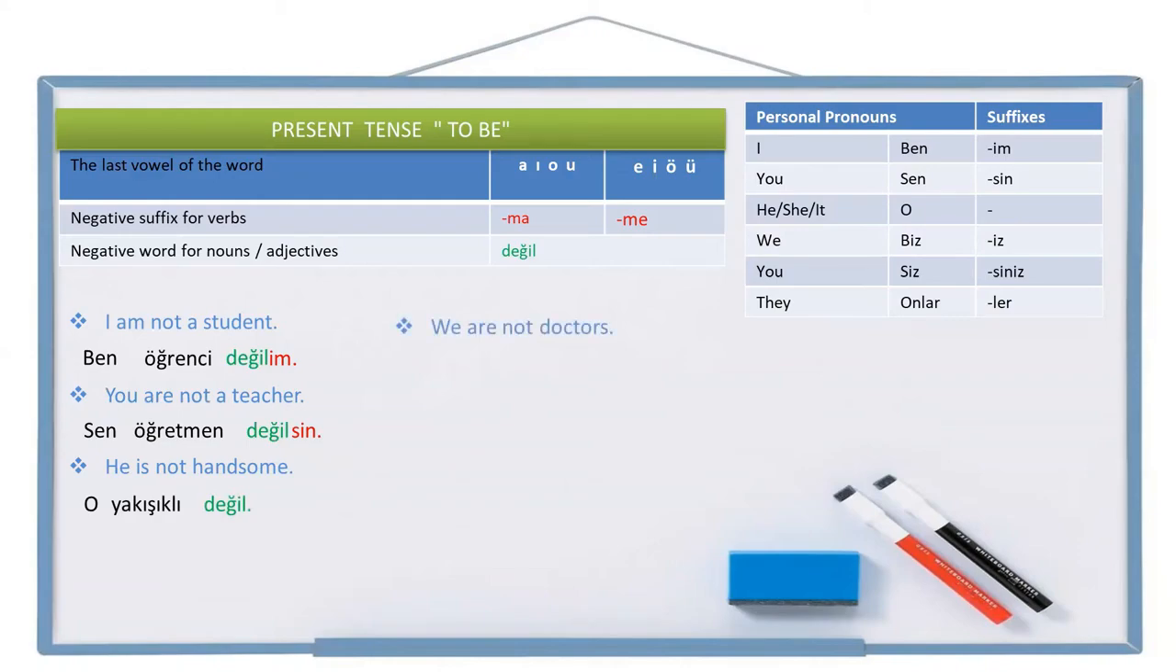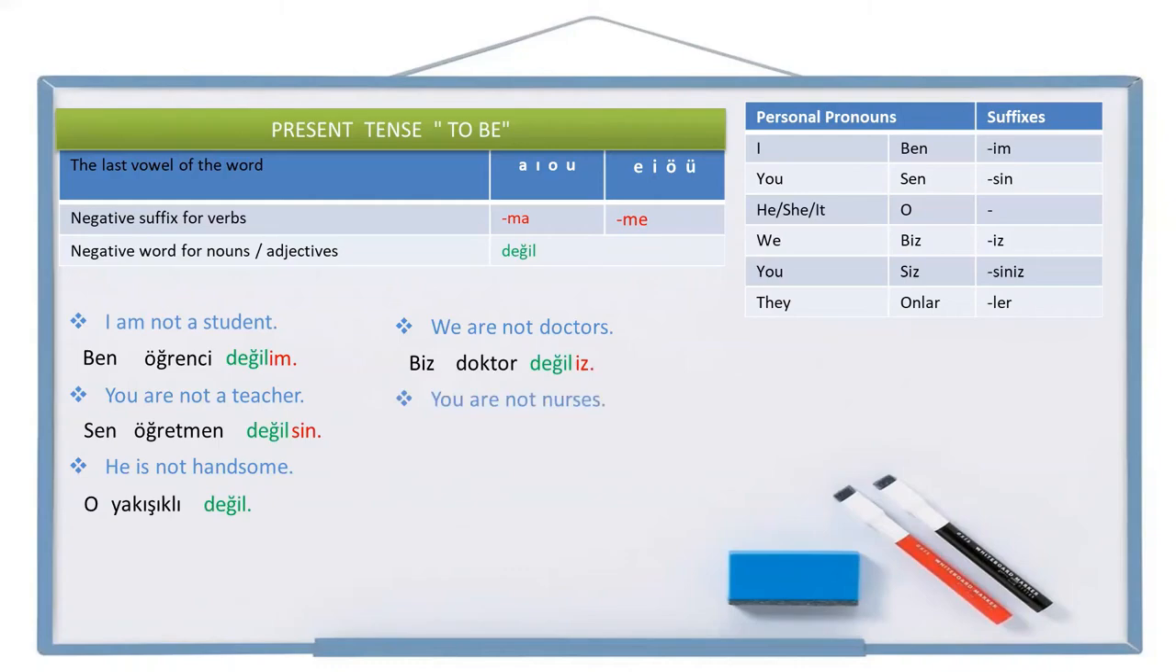We are not doctors. The person pronoun we is biz, doctors, doktor. Just like before, instead of writing a plural form, we are writing a singular form. Doctor, not doctor, değil, and the person pronoun suffix to the end. Değiliz. Biz doktor değiliz. We are not doctors. One more example.